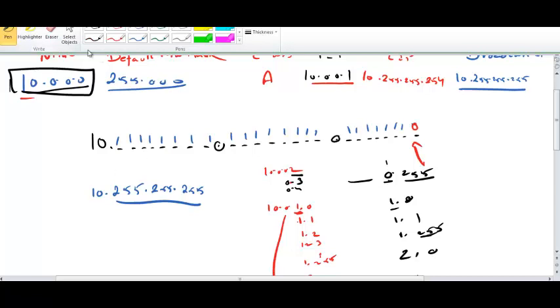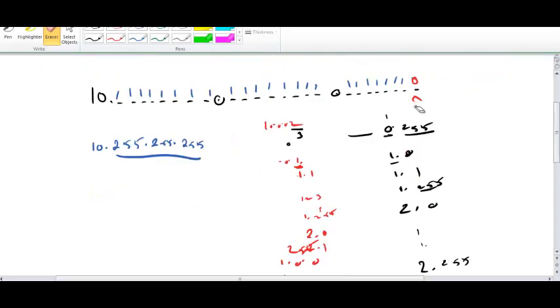So, let me erase this. You understood, right? Because I'm going to give you some exercise. If you don't understand, then it will become difficult for you to write. Let me go down.